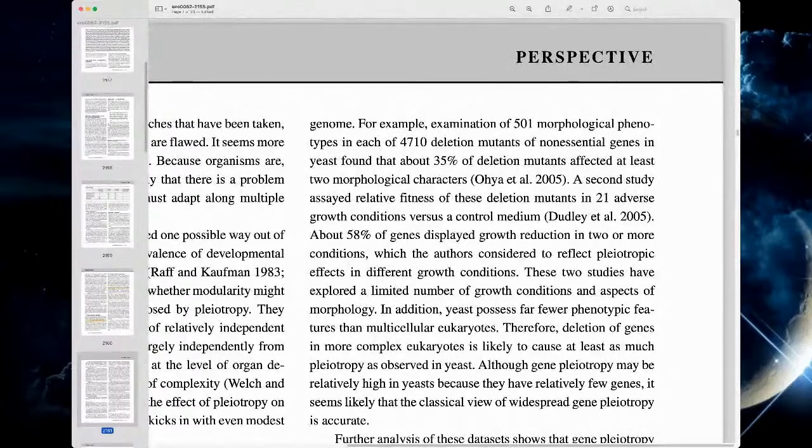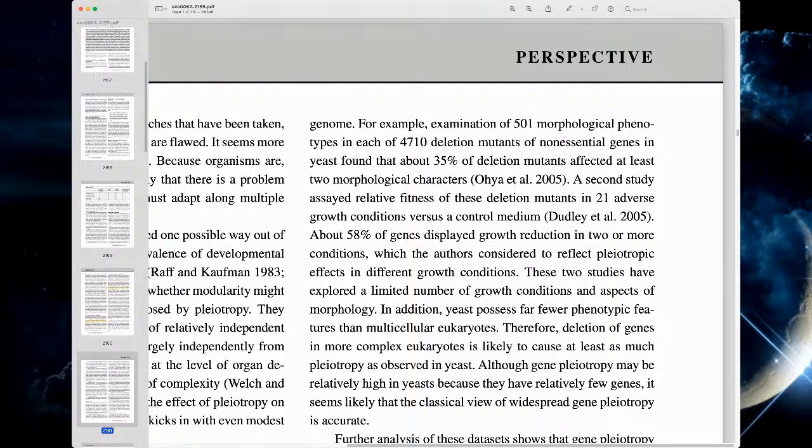The genome, for example. Let's see, examination of 501... You're going to have to help me out with some of this, because I'm going to be reading it, but I need you to help interpret some of it, if I can. Examination of 501 morphological phenotypes in each of 4,710 deletion mutants of non-essential genes in yeast found that about 35% of deletion mutants affected at least two morphological characters.